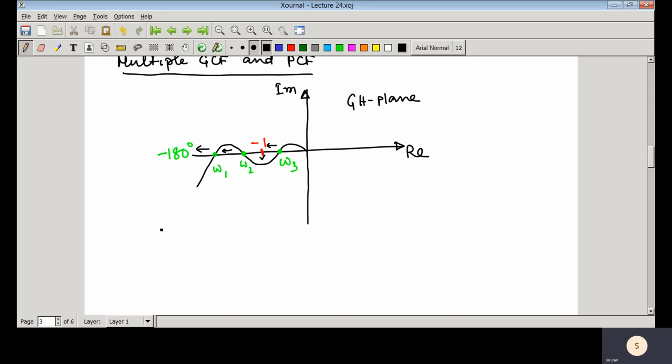Then again, let us see if we start decreasing the gain. If we start decreasing the gain, all those points will be moving towards the right. Then at a particular value of gain, you will see that this particular point would come to the critical point. And if we decrease the gain again, this particular point will be crossing the critical point. Whenever this one crosses the critical point, again the number of encirclements will be changing.